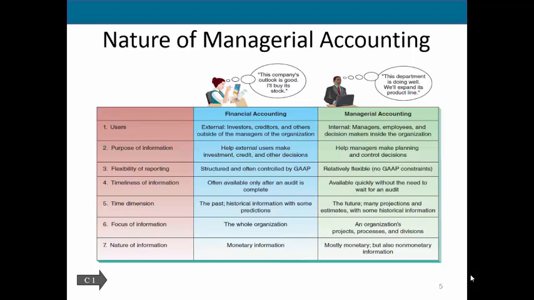Another thing that's important is the time dimension. In financial accounting, we're reporting what has already happened. Managerial accounting, on the other hand, we do look towards the past, but we're also projecting towards the future. Finally, when we look at financial accounting, we're only looking at dollars or monetary information. In managerial accounting, monetary information is very important, but we're also looking at efficiency type measures.